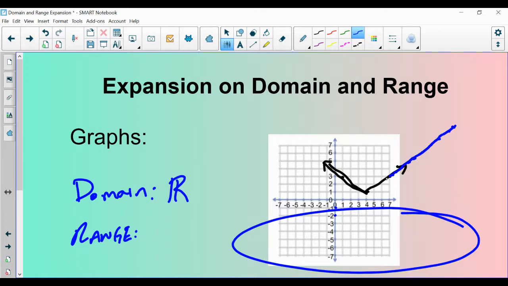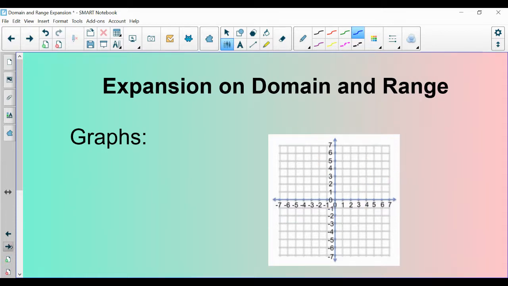Well, it comes down here and hits a y value of 1, and it also comes from this direction and hits the y value of 1. It achieves 1, but it never gets below 1. So the range here is y values greater than or equal to 1. It does achieve 1, and it achieves every y value above 1, but it never achieves anything below 1.